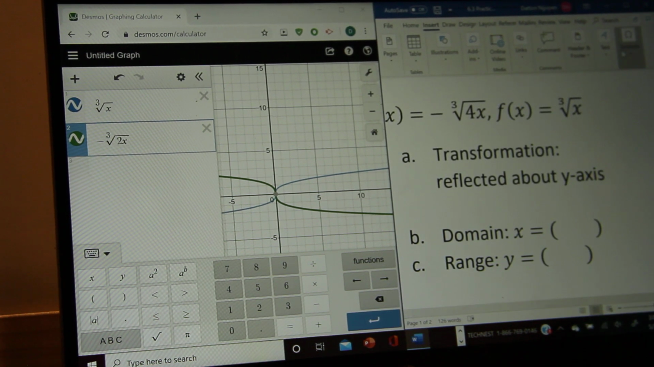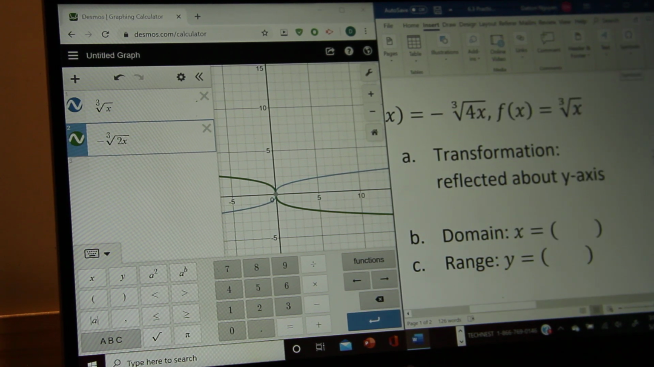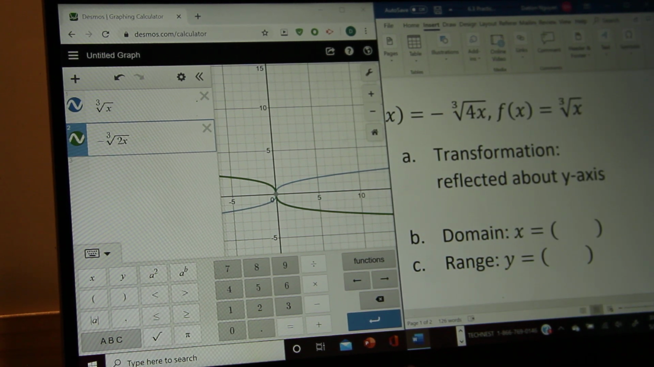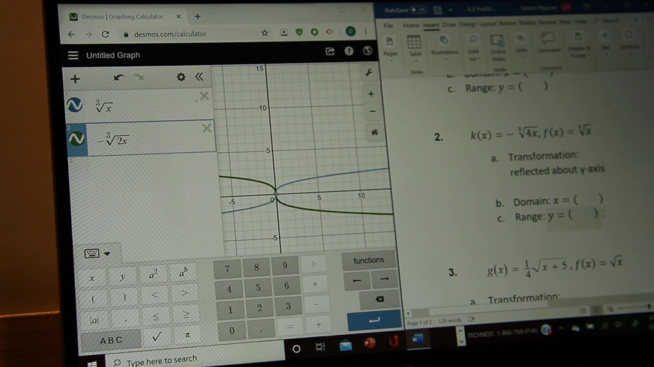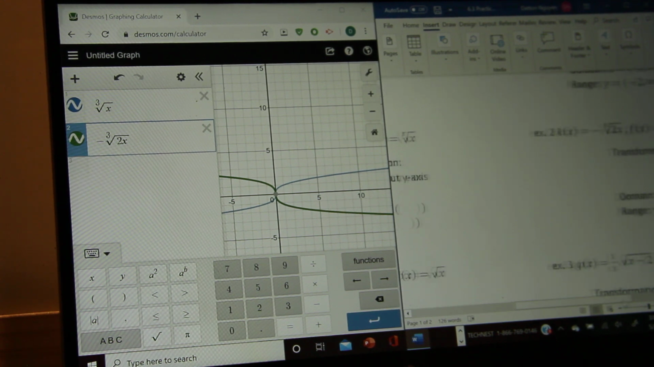Sorry, this actually jumped over to the problem next to it. So it shouldn't look like this for that problem. Okay, this should be for this one over here.